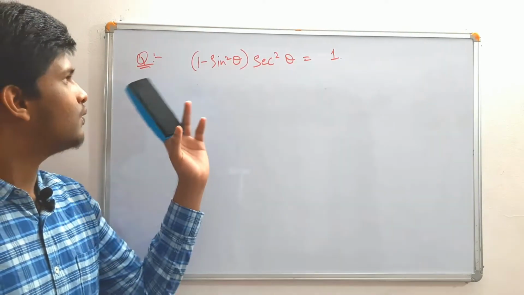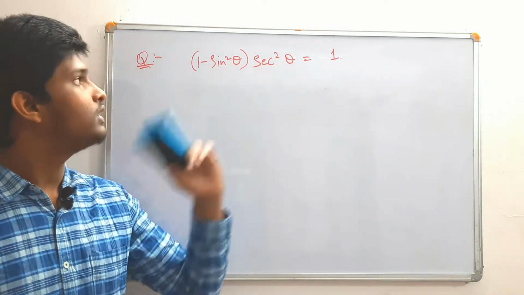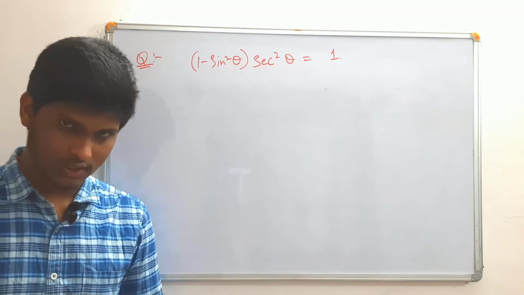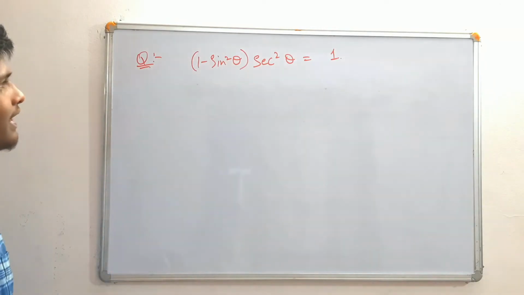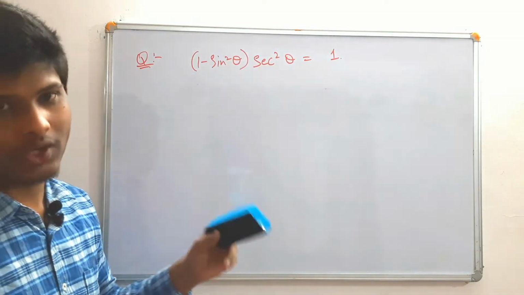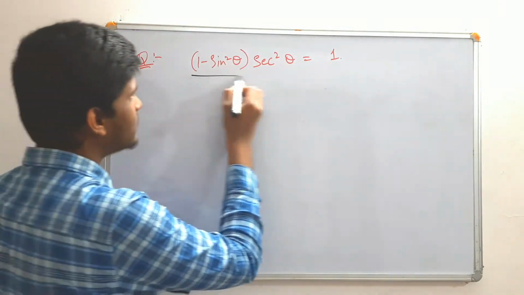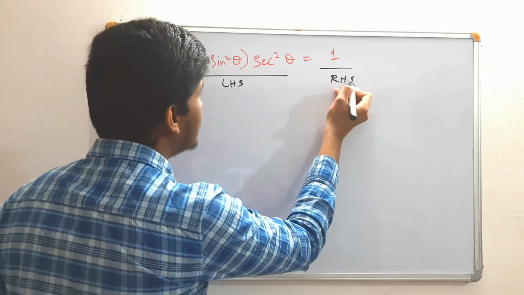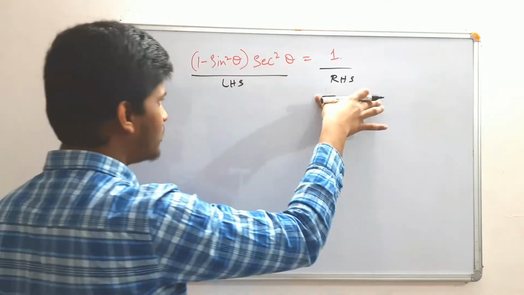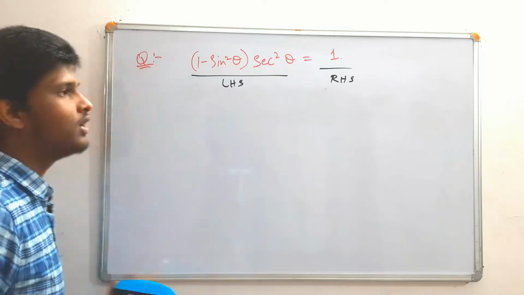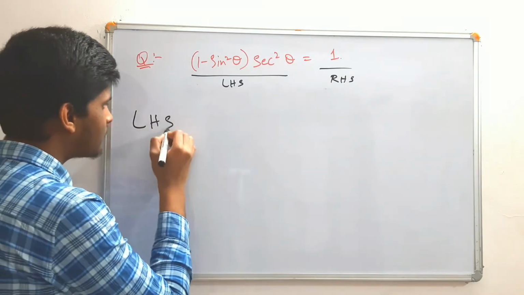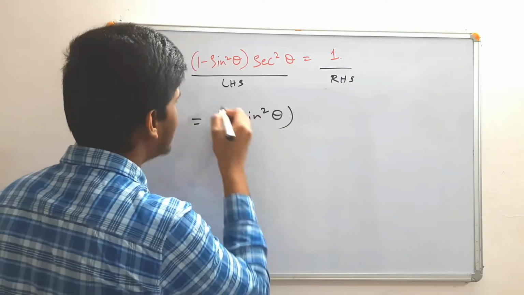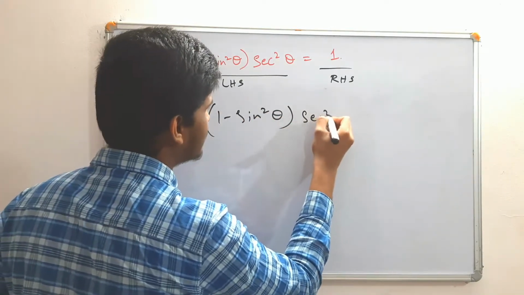And if you see here, it is (1 minus sin square theta) into secant square theta is equal to 1. So this is our question, and now let's solve it. We should just prove it, not solve it. We should prove that this LHS is equal to RHS. This is LHS and this is RHS, which means we should prove that this value is equal to 1. So we take LHS is equal to 1 minus sin square theta, the whole multiplied by secant square theta.